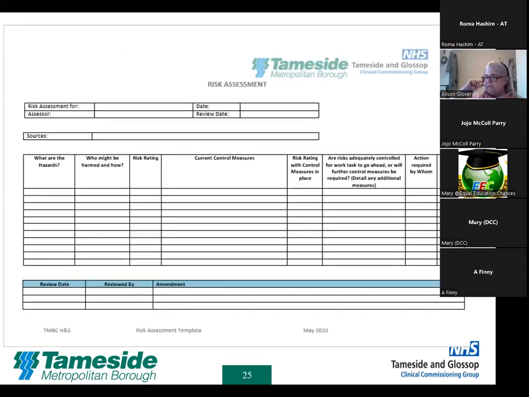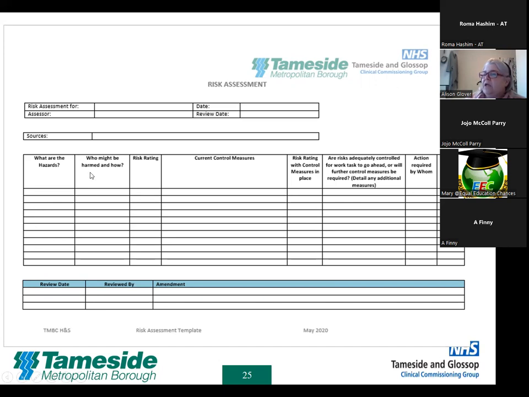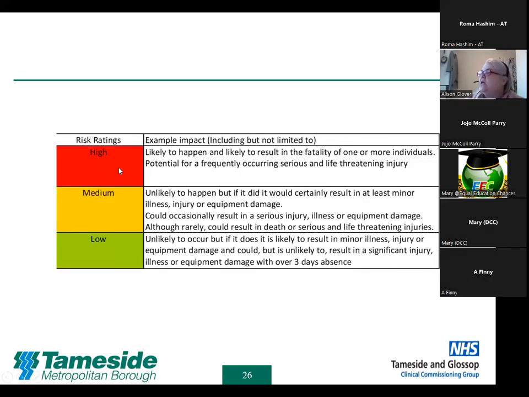So this is the risk assessment template that we use. Very straightforward. You would list your hazards here. You would, for each hazard, decide who might be harmed and how. And you would give a risk rating to that hazard prior to having any control measures in place. So if I move on there, you'll see the key that we use: high, medium, low.